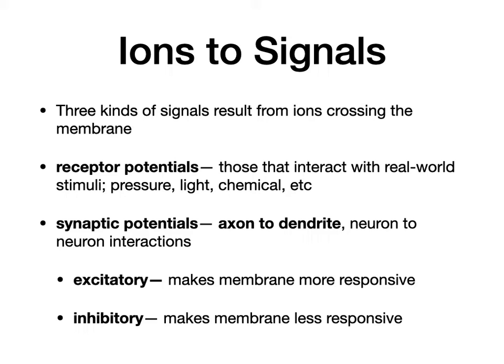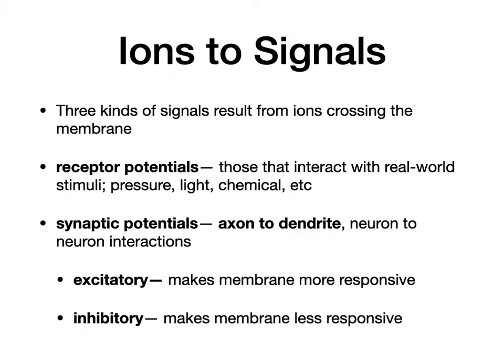So there are three kinds of signals that result from ions crossing the membrane of the cell. There's receptor potentials, the ones that interact with the actual outside world, responding to things like pressure and light and chemicals. We'll talk a little less about those today and more when we get to specific discussions of senses.